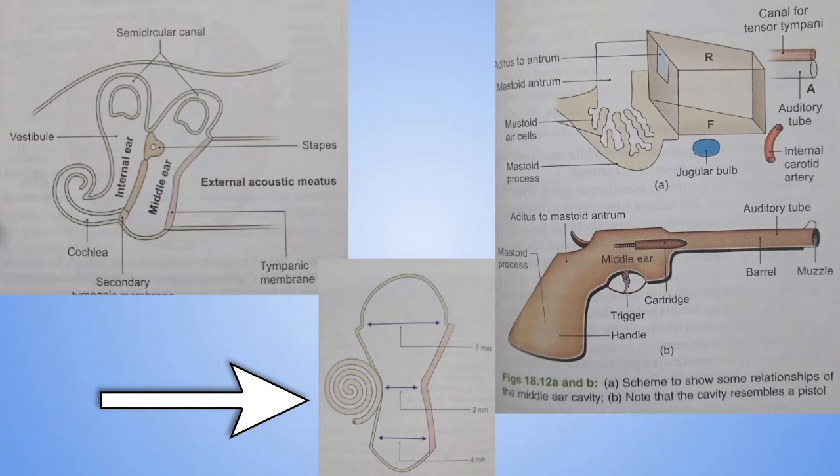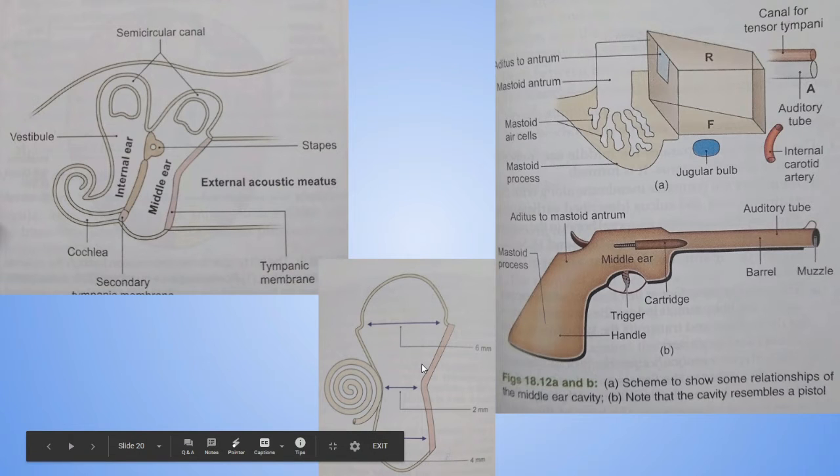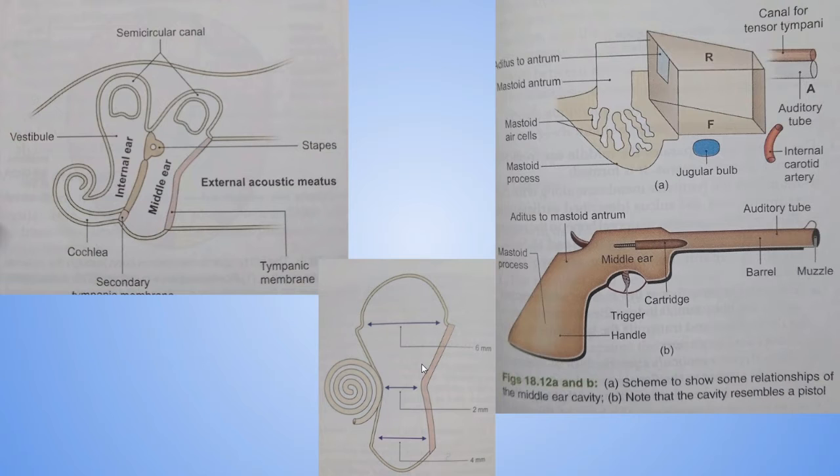When seen in the coronal section, the cavity of the middle ear is biconcave, as the medial and the lateral walls are closest to each other, as seen in this diagram. The distances separating them are 6 mm near the roof, 2 mm in the center and 4 mm near the floor. Now the parts of the middle ear.